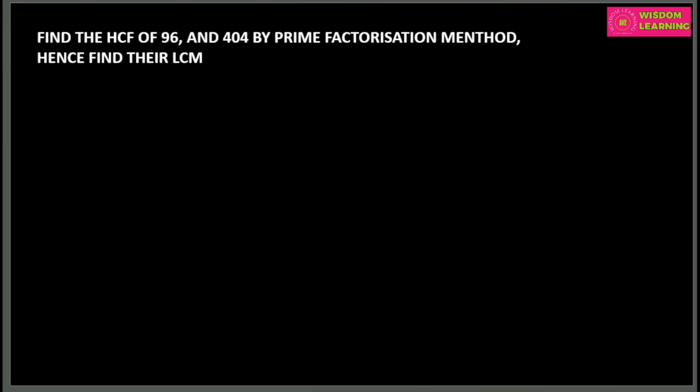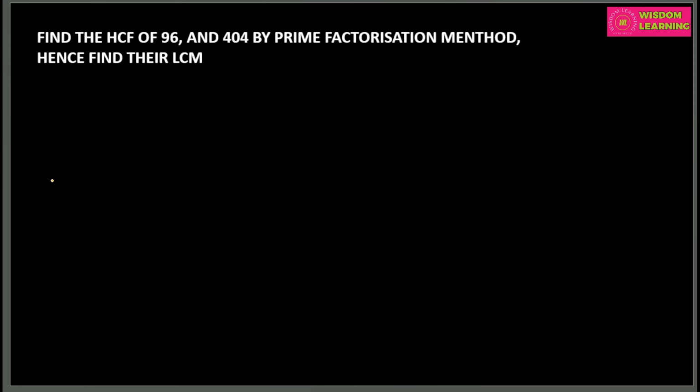Last question. Find the HCF of 96 and 404 by prime factorization method. Hence find their LCM. That means you find the HCF of the two numbers, and using that result, we have to find the LCM. For finding the LCM, do not use prime factorization. That is the meaning of the question. Using the HCF and the numbers, the data we have, you have to find the value of the LCM.